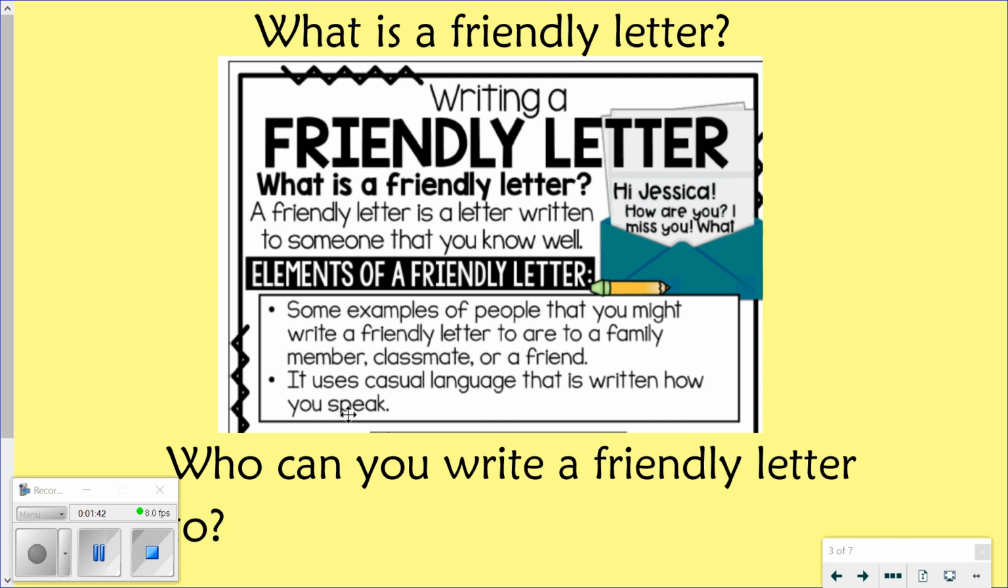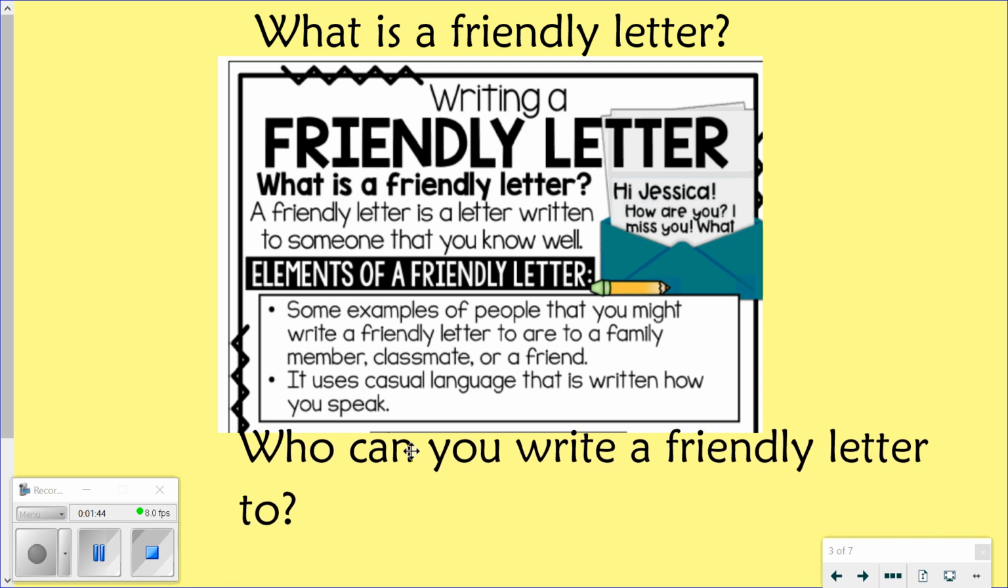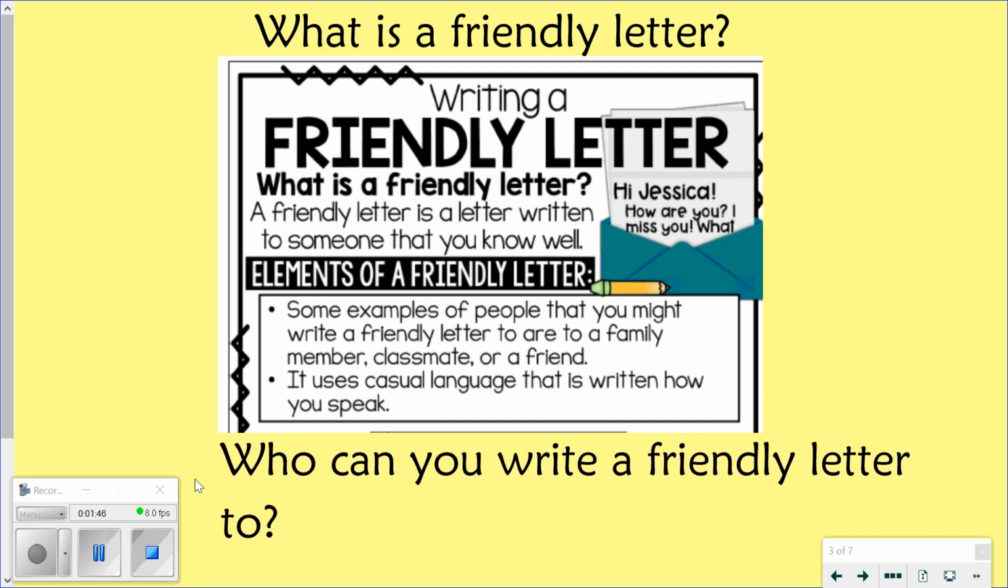So I want you to stop right now and just think about this question down here at the bottom. Who can you write a friendly letter to? And I want you to come up with about 3 people. I'm going to give you a little bit of time to come up with those 3 people that you could write a letter to. Okay, now keep those in mind as we go through this lesson.